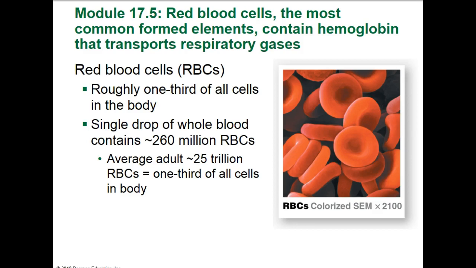Let's look in more detail at the red blood cell. So about 1/3 of all the cells in your body are red blood cells. That's a lot. All the cells in your body, 1/3 of them. A single drop of whole blood has 260 million red blood cells. Average adult, about 25 trillion red blood cells.